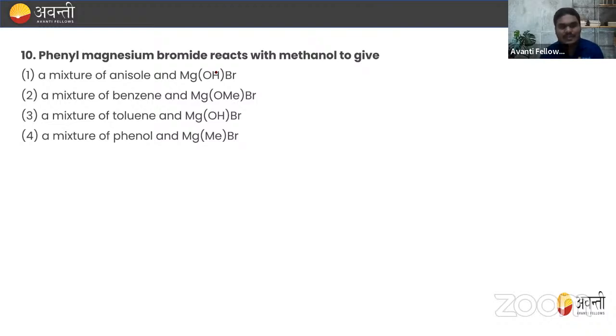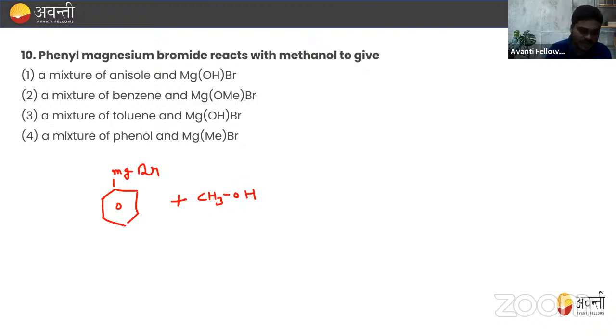So in this question, they are asking about phenyl magnesium bromide with methanol. Okay, option 3. Can you draw the structure of phenyl magnesium bromide? Yes. Instead of CH3, we have this benzene, this is Mg, and this is Br. So this is phenyl magnesium bromide. This reacts with methanol, that is CH3OH. That is the reaction of methanol with phenyl magnesium bromide. Can anyone answer? I'm waiting for more responses.